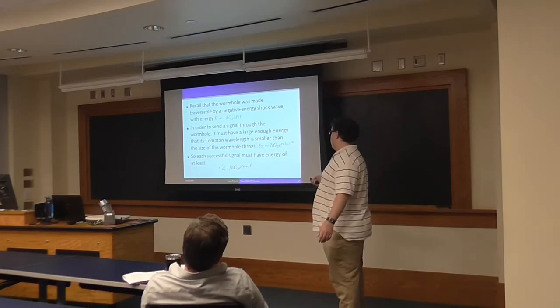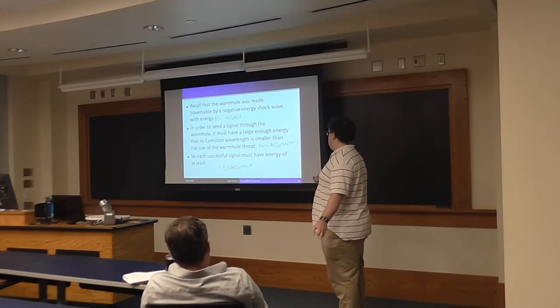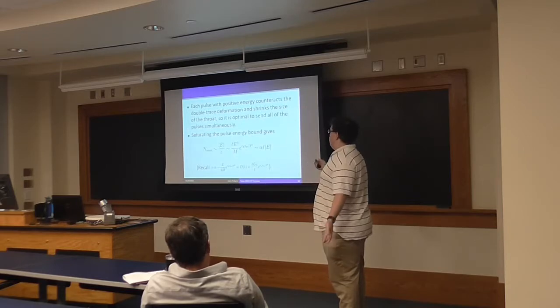So that says that alpha times L has to be, well, this is the size of the wormhole, alpha times L. Remember, alpha was the window in dimensionless units, and then AdS gives you the dimensional factor. So each signal has to have an energy corresponding to this Compton wavelength. So we can saturate the bound: I'm sending pulses with positive energy through, and each one is going to be a little mini shockwave with positive energy, so it will move the horizon outward a little bit and shrink the size of the throat.